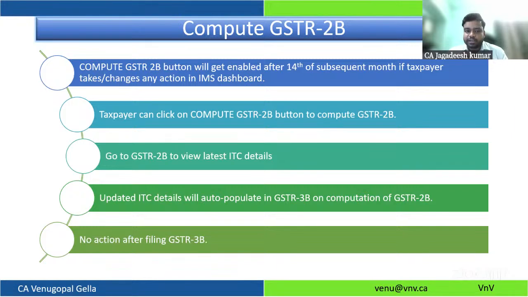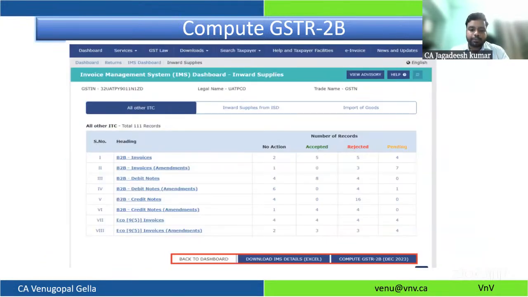I have taken action after the 14th. Let's say I have rejected 10 invoices on the 15th. Then what I have to do is recompute GSTR-2B. So you can see here the compute GSTR-2B. On clicking here, your 2B will be regenerated. I mean, by removing those 10 records which I have rejected, my GSTR-2B will be recomputed.